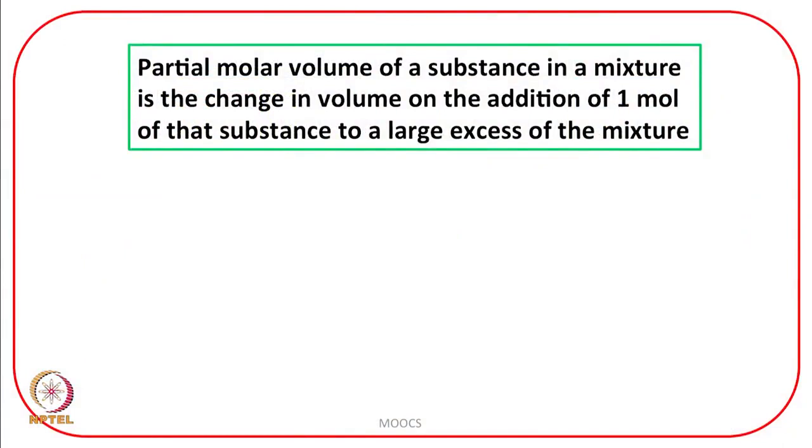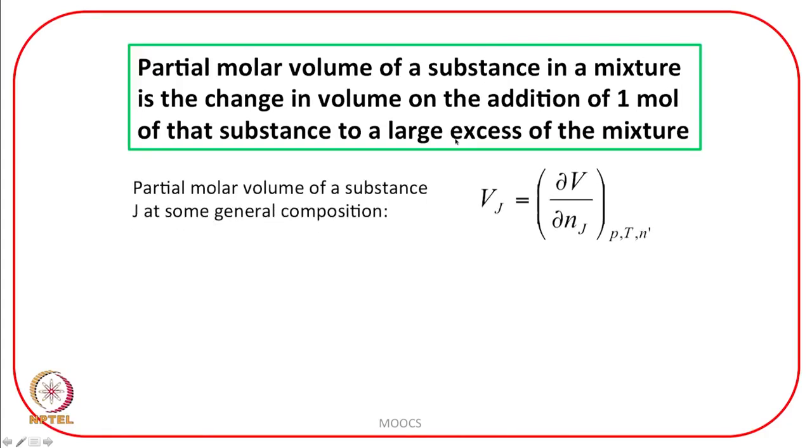This is how we define the partial molar volume. The partial molar volume of a substance in a mixture is the change in volume on the addition of one mole of that substance to a large excess of the mixture. Mathematically, we can write an expression for partial molar volume of a substance J. V_J we will read as partial molar volume of the substance J, which is given by the change in volume when one mole of that substance J is added at constant pressure, temperature and composition of everything else held fixed.